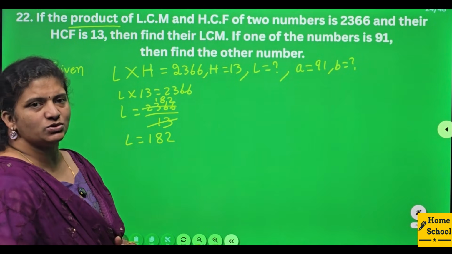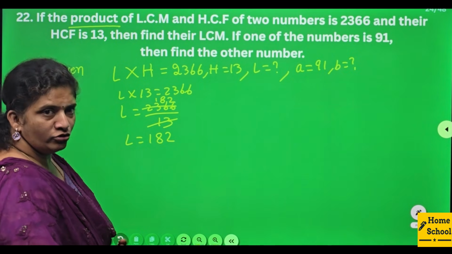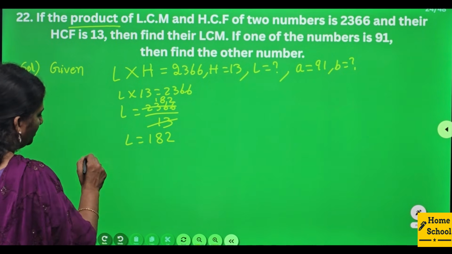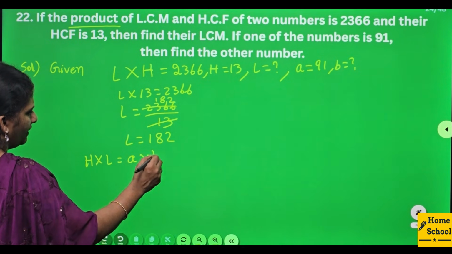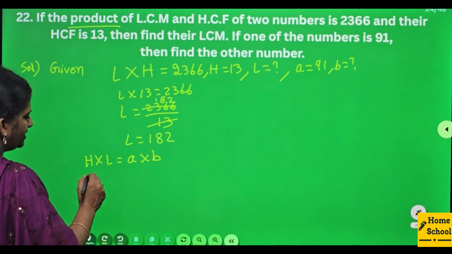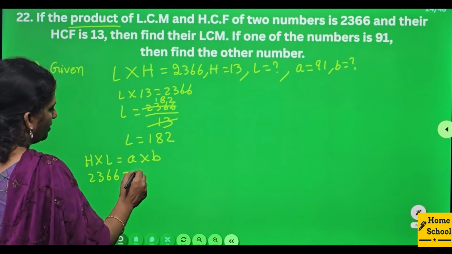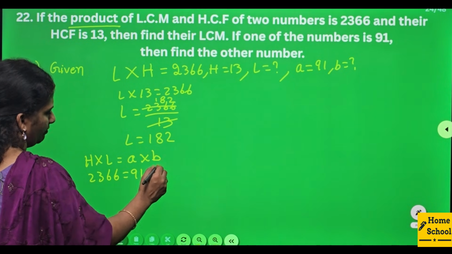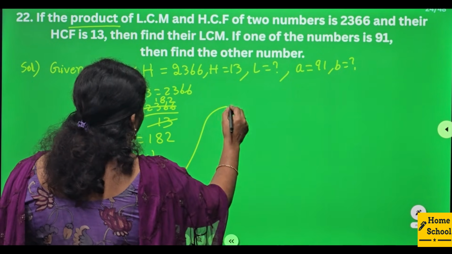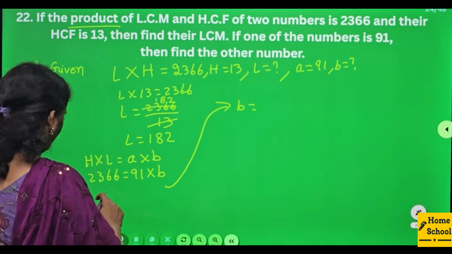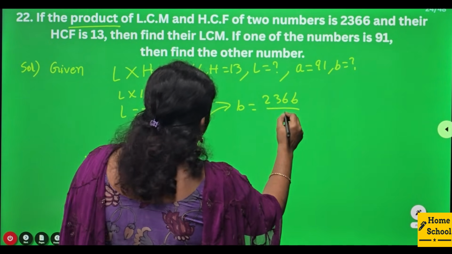What are the two numbers? We know only one number. How can I find the other number? We know the relation. What is that? H into L is equal to A into B. We know the H into L value is 2366. And again one of the numbers we know, that is the A value is 91. The B value we don't know. B is equal to 2366 by 91, transposing 91 to the other side.